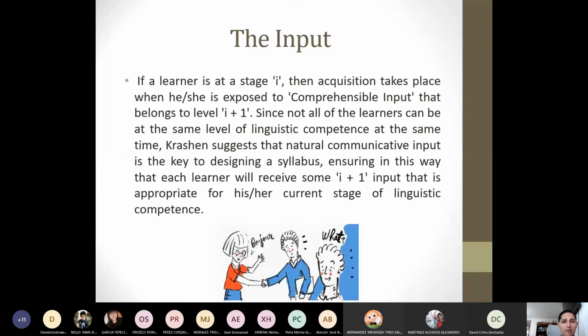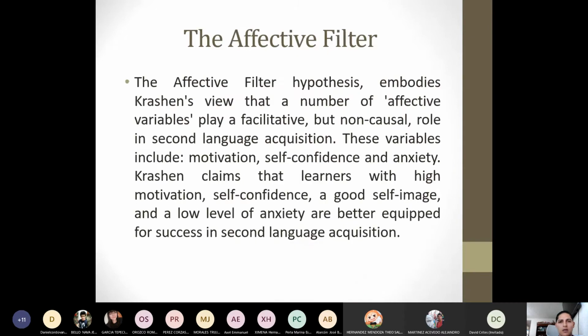Natural communicative input is the key to designing a syllabus, to designing a class, to designing an activity, or even a warm-up, and needs to be integrated for being effective for a whole group or for a specific person. Finally, the affective filter hypothesis includes a number of effective variables such as emotions, feelings, moods, that enhance language acquisition and make it more feasible.